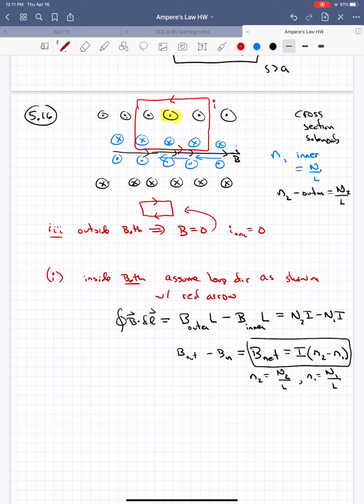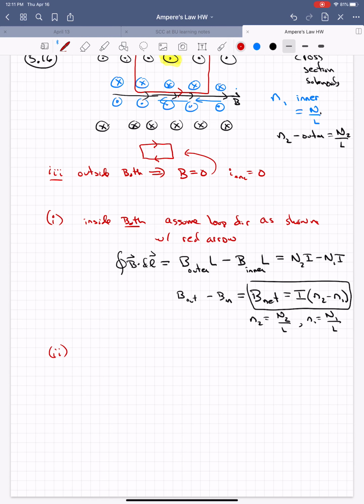Now, if I am in between, I'm going to redraw my picture. So I've got my big solenoid, and I've got my little solenoid. What they mean by in between is this region, say right here.